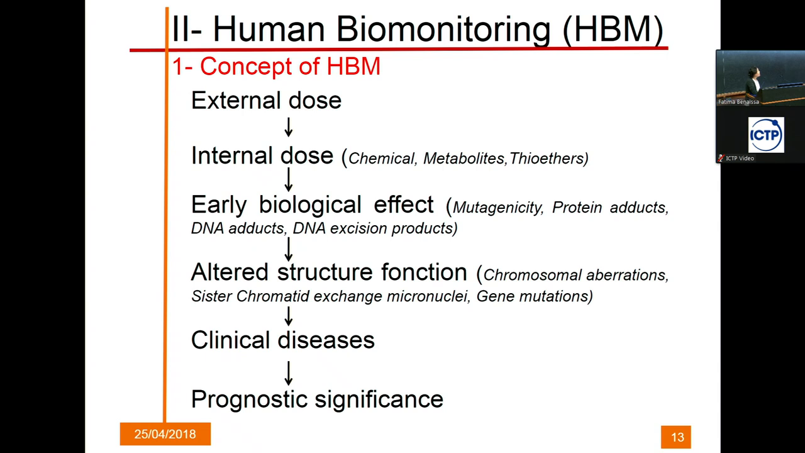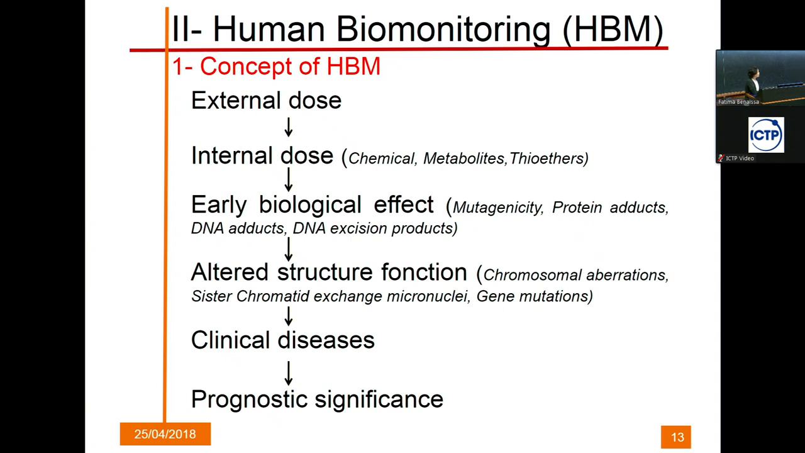For human biomonitoring, parts are used to monitor air pollution, like biomarkers, so fluids like blood and tissues are used to monitor air pollution. Three concepts in biomonitoring used in humans are proposed. The first is the biomarker of exposure. It's when we have to detect measurement about external dose and internal dose.